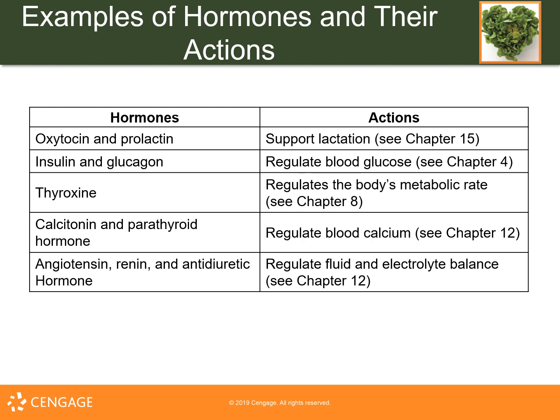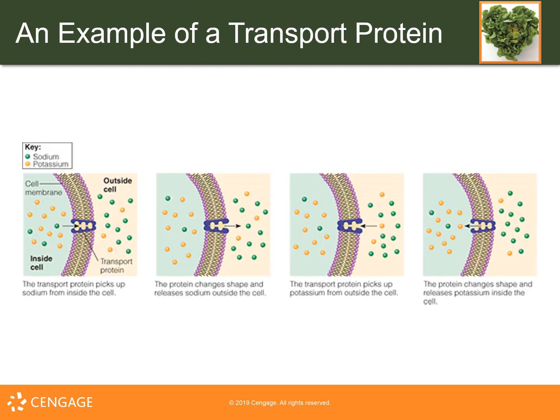Examples of hormones and their actions that are made from protein. So this is straight from your book. I do want you to know insulin and glucagon because they regulate blood glucose, and we talked about it in chapter 4, but they regulate glucose level in the blood, and they're made from proteins. And insulin has a tertiary structure again.